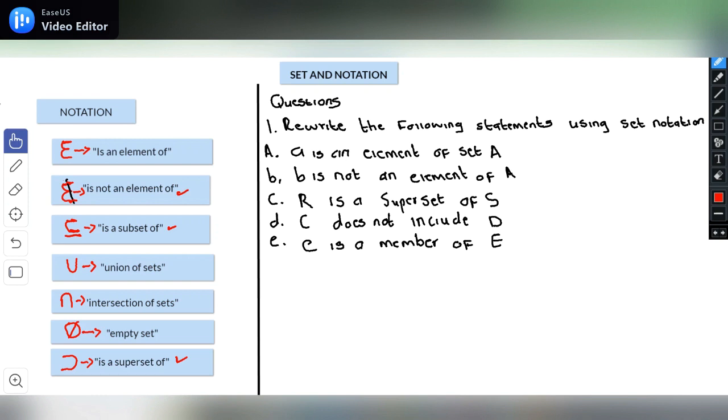So the first question says: rewrite the following statements using the set notation. So whenever they ask you to write the following statements using the set notation, they want you to use these symbols, right? So, okay, let's do the solutions.